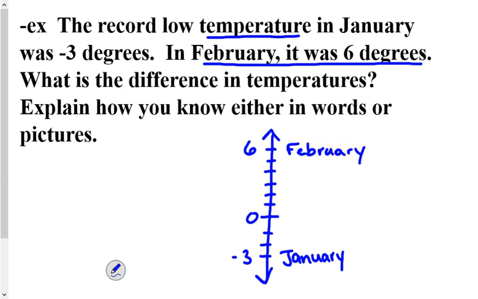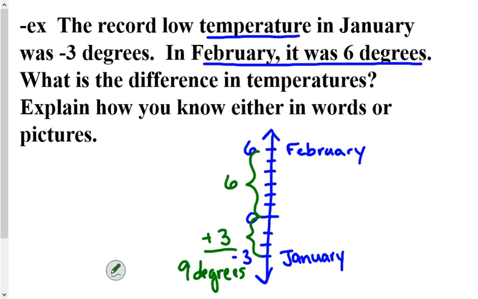What is the difference in temperatures? Well, notice to go from 6 to 0 is 6 units or 6 degrees, and from 0 to negative 3 is another 3 degrees. So the difference is 9 degrees. So there is a 9-degree difference in the temperatures from negative 3 to positive 6.